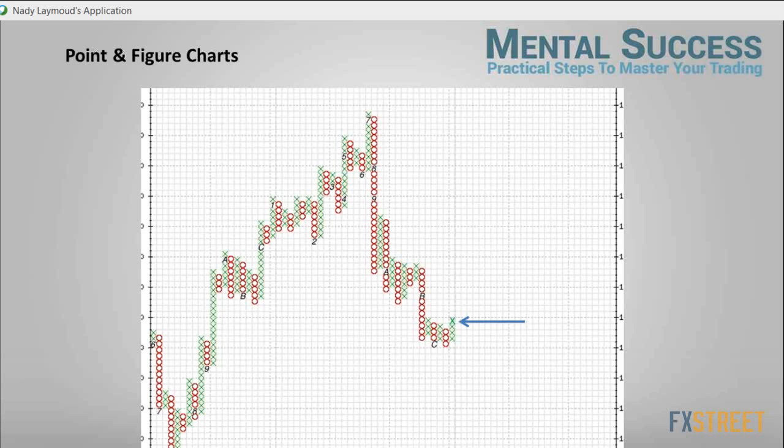So, why was this method called the three-box reversal method? It was given that name because for a trend change, we need price to travel the distance of three boxes before we draw that reversal. So let me explain.